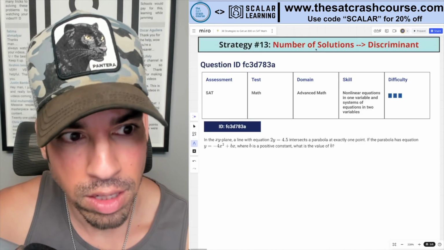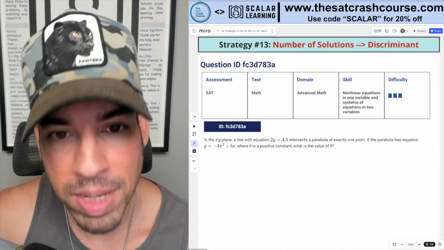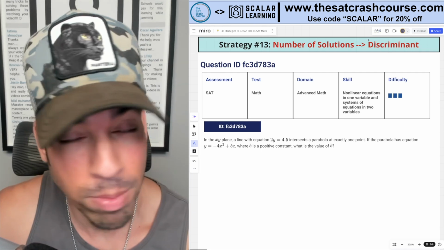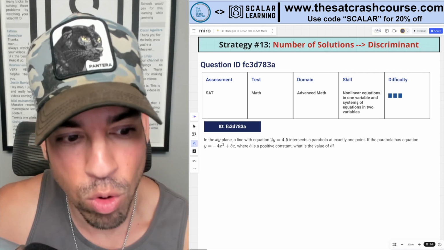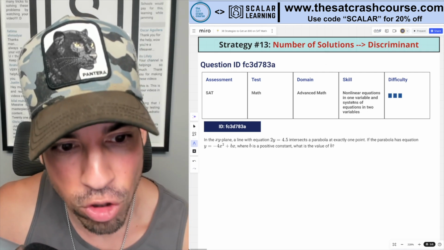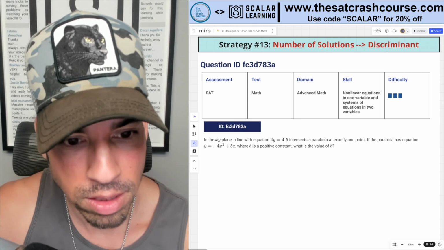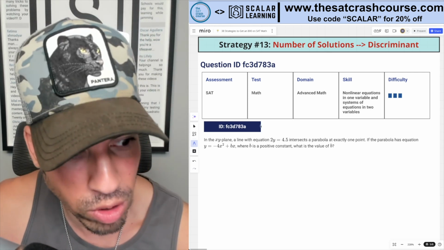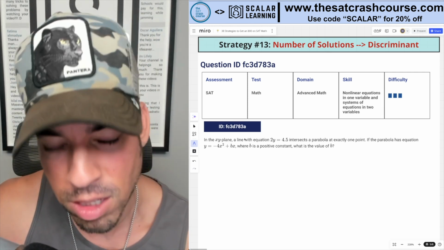Strategy number 13, the number of solutions means discriminant. Now, what am I talking about? I'm not talking about linear equations. I'm talking about quadratics, right? And this is nonlinear equations in one variable and systems of equations in two variables, okay? So nonlinear, that's quadratics, that's exponential, etc.